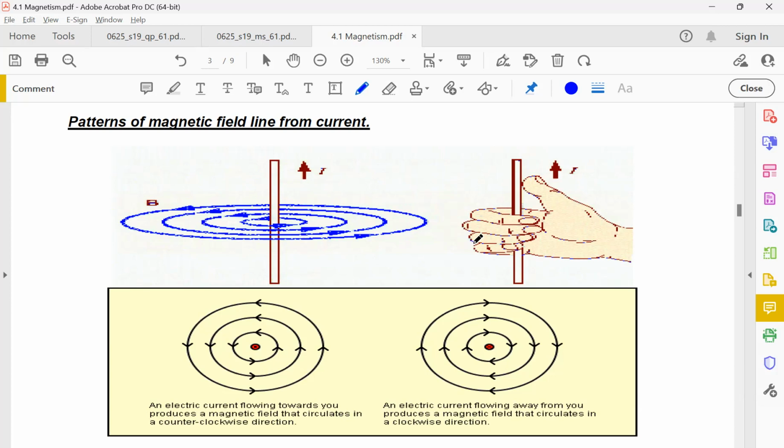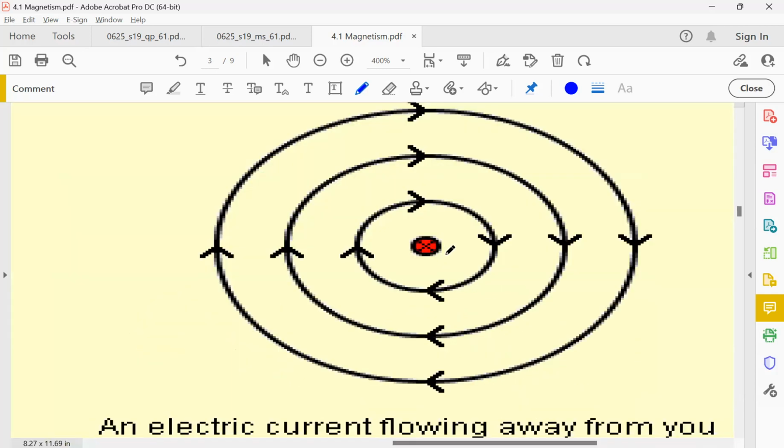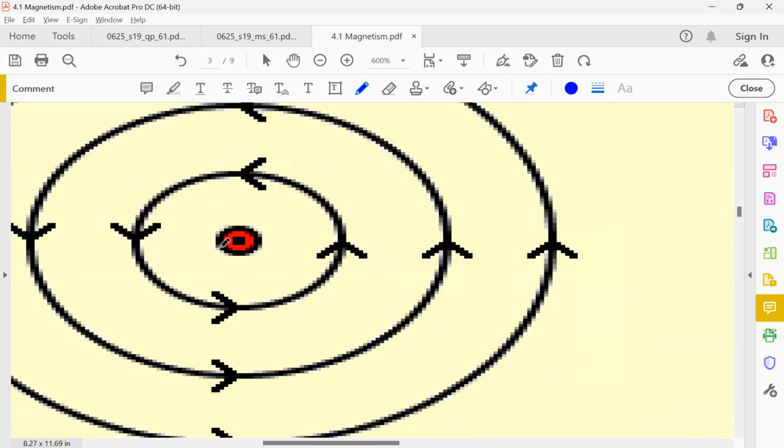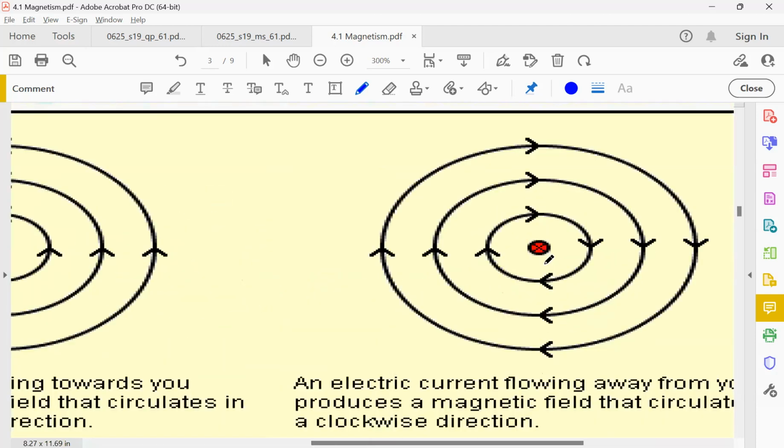Okay, but in your exam, usually they don't put 3D versions here, right? Instead, they'll only put 2D versions, which is something like this. In the 2D versions, you need to know what the X represents, and you need to know what the dot represents. Okay, X indicates that the current is going into the paper. One easy way to remember this is X marks the spot, and then you dig in for the treasure, right? So this is one way to remember it. The current is going into the paper.